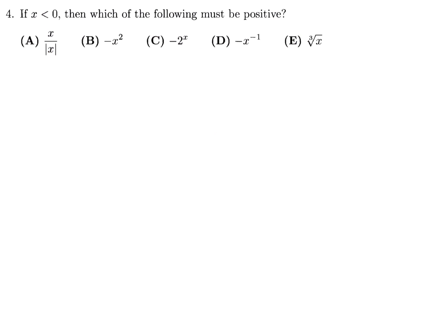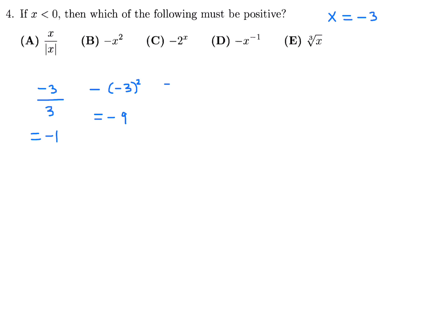If x is less than 0, then which of the following must be positive? Well, what I always like to do is just use a number. It makes it much less abstract. So I'll just use -3, right? It's less than 0. And let's go through these answer choices one at a time using my x being -3. All right, so this is -3 over the absolute value of -3, which is 3, and that's -1. That's negative. Next, be careful here, -3 squared. That's -9. So that's negative also.